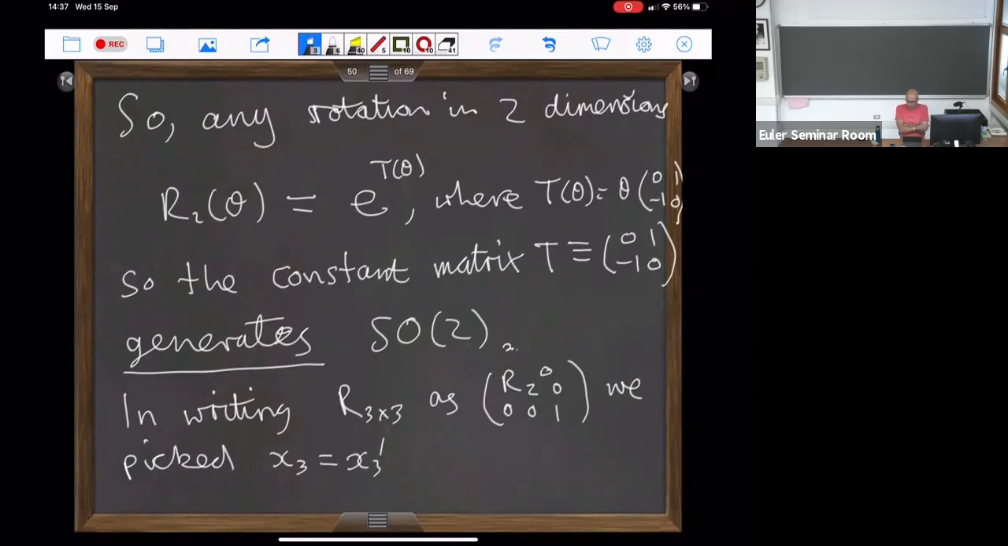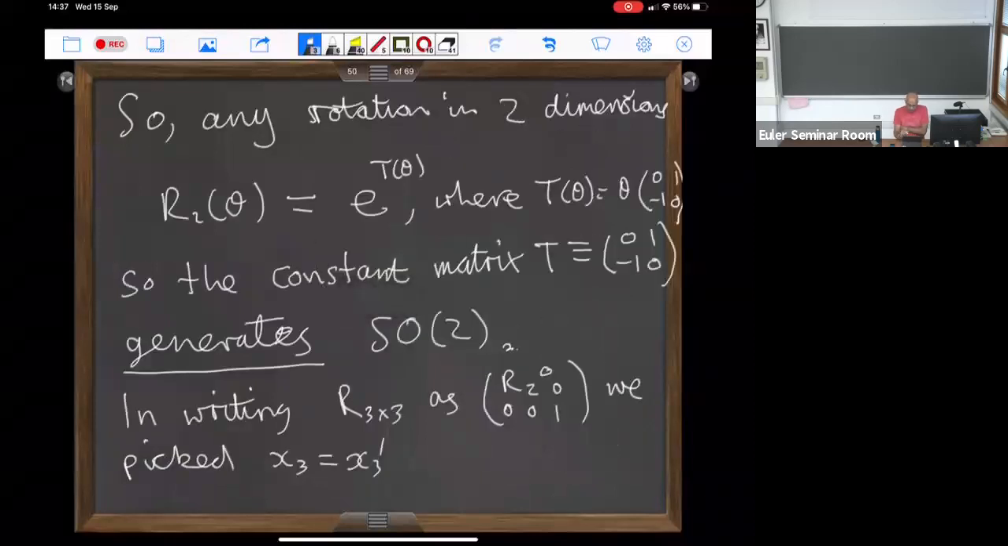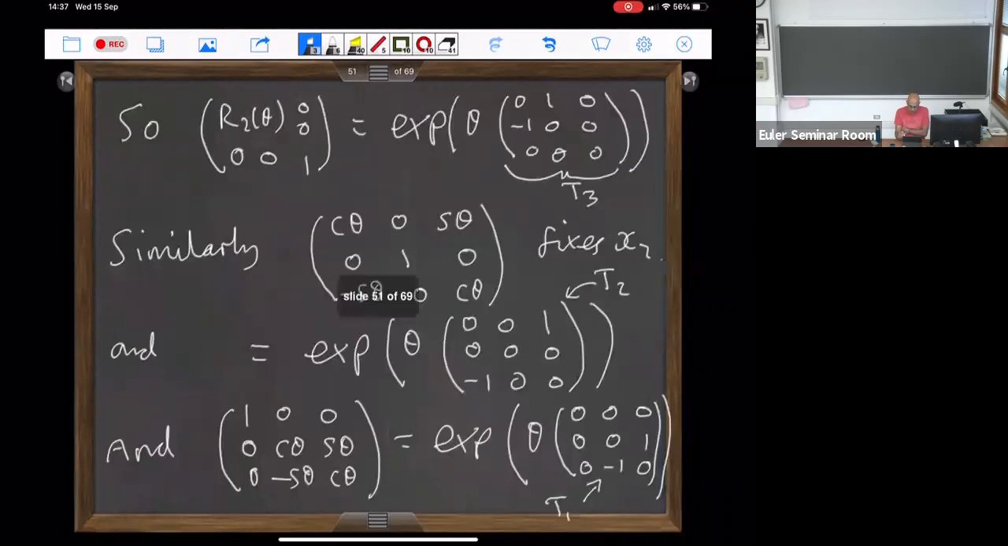Now, here we just picked the Z direction to be invariant, but we could have picked the Y direction or the X direction, and the computation would be the same. It's just that the entries of the matrix would be in different positions. So in our 3x3 matrix, now I'm going to think of this as being in a 3x3 matrix. What we get is this rotation.